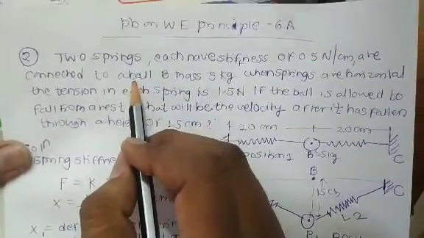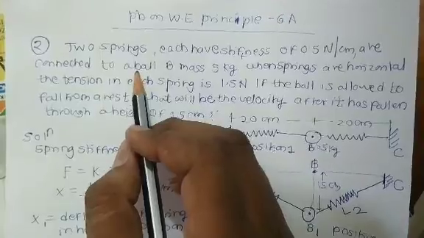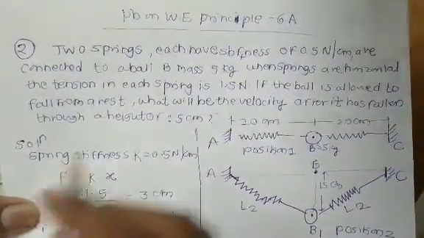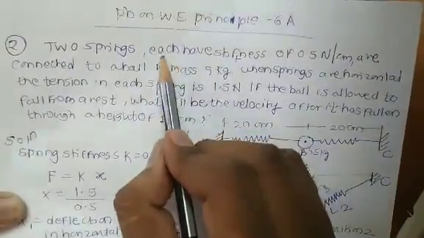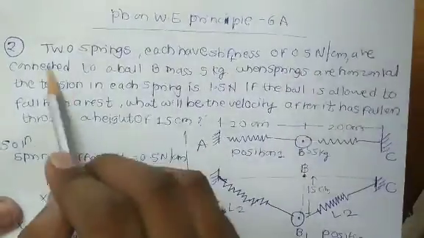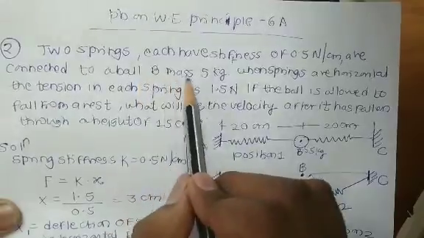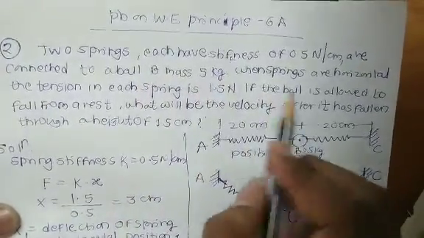So in an earlier problem we studied the work done by gravity, or work done by a block. But in this problem we'll see the work done by spring force. The problem statement is: two springs, each with a stiffness of 0.5 Newton per centimeter, are connected to ball B of mass 5 kg. So at point B a 5 kg ball is attached.